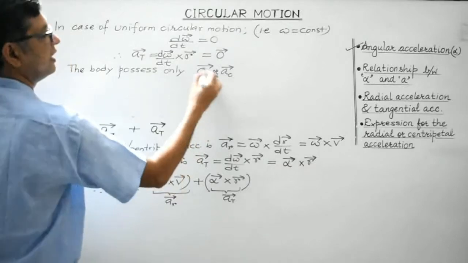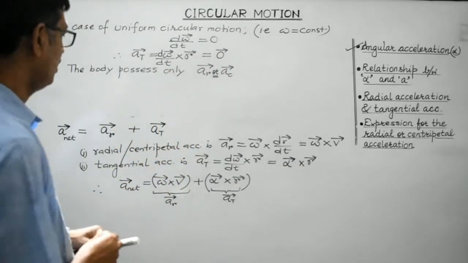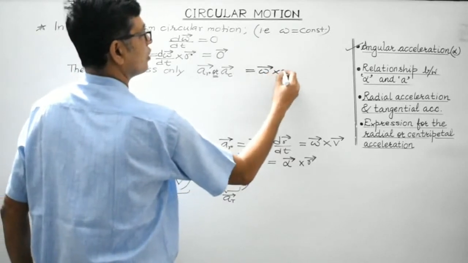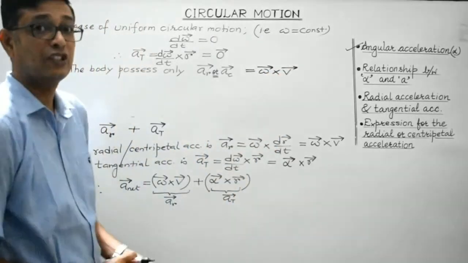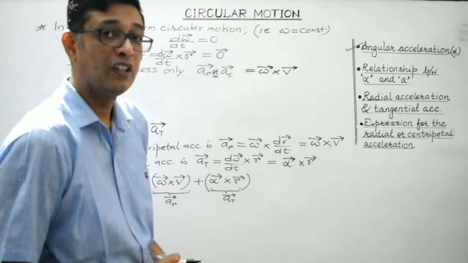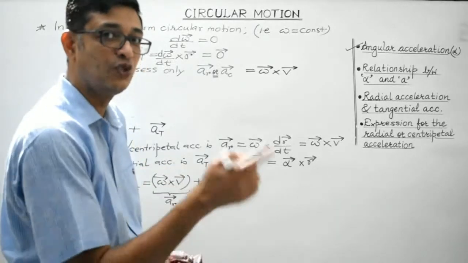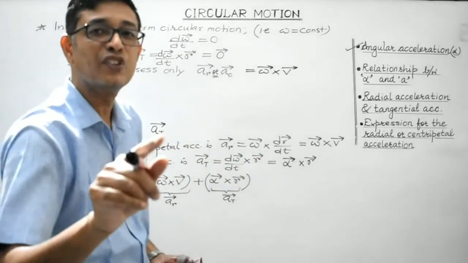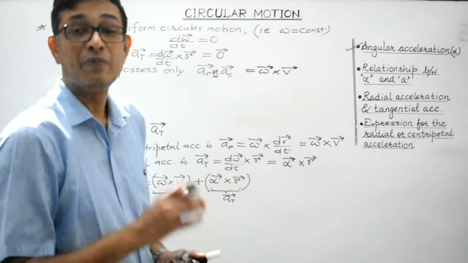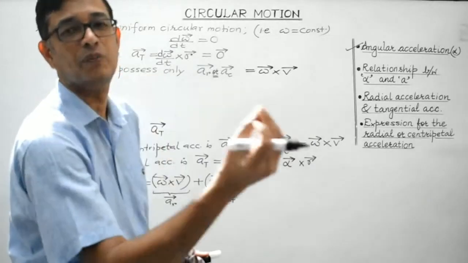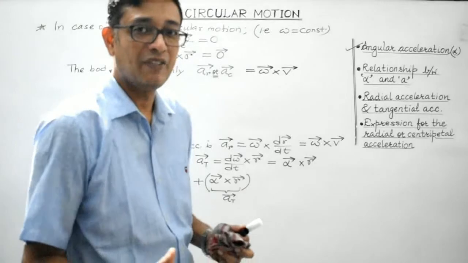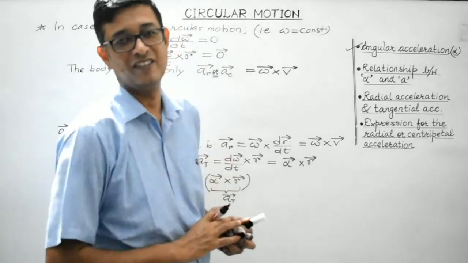Or this is the radial acceleration or centripetal acceleration, which is omega vector cross v vector. Clear, students? Now, as I have told you, centripetal acceleration always acts along the radius towards the center. That is the reason why centripetal acceleration is also known as radial acceleration. It makes the body move along a circular path. Whenever a body is moving along a circular path, it must have centripetal acceleration.